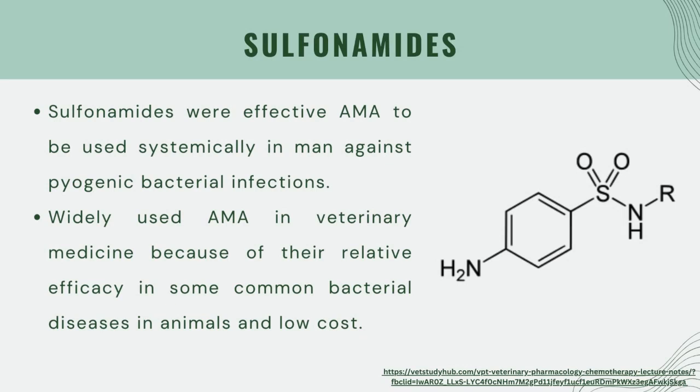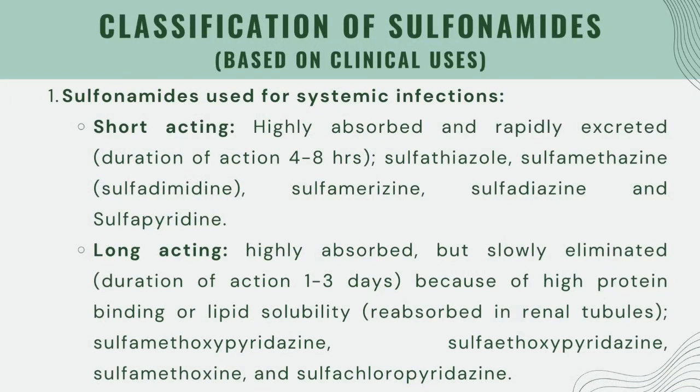Sulfonamides were effective antimicrobial agents to be used systemically in man against pyogenic bacterial infections. They are widely used antimicrobial agents in veterinary medicine because of their relative efficacy in some common bacterial diseases in animals and low cost. Classification of sulfonamides based on clinical uses. Sulfonamides used for systemic infections are the short-acting and long-acting. The short-acting are highly absorbed and rapidly excreted. These are sulfathiazole, sulfamethazine, sulfamerazine, sulfadiazine, and sulfapyridine.